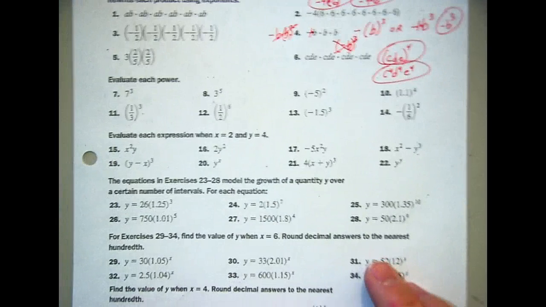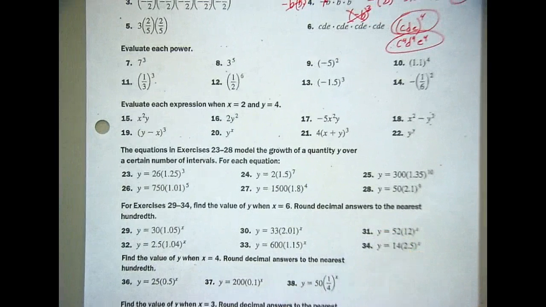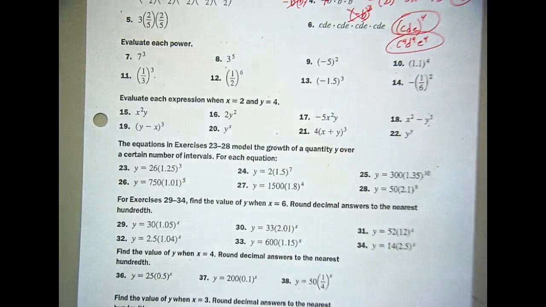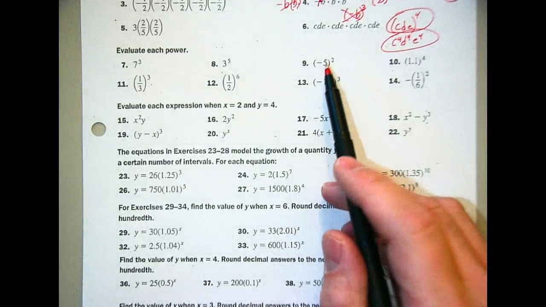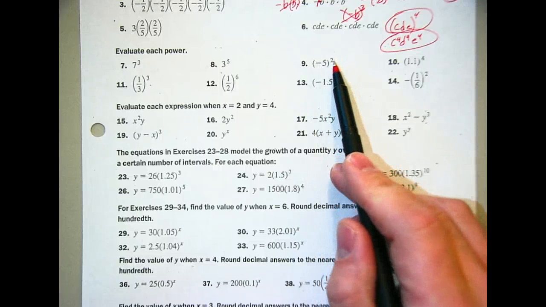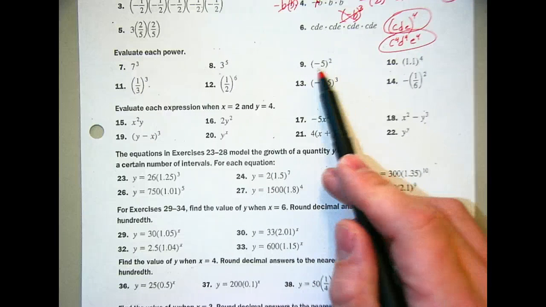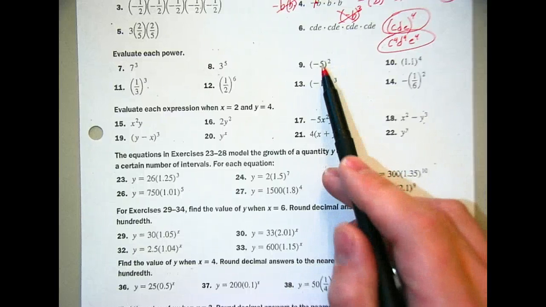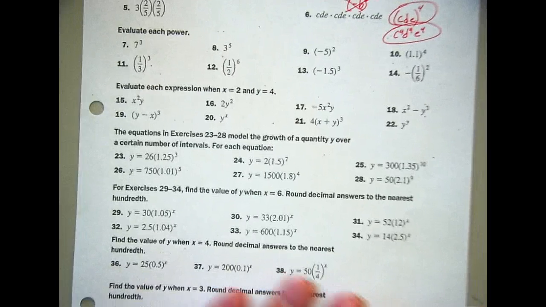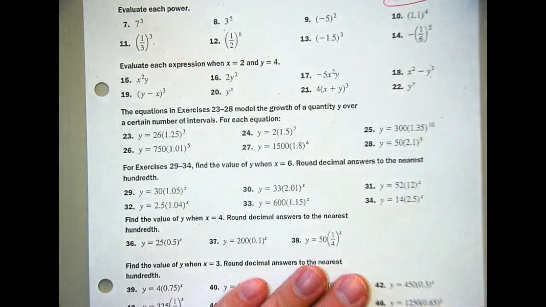Okay, 7 through 14. Evaluate, you're just coming up with your answer there. Notice this is -5 times -5. Make sure when you put it into a calculator, if you type -5 squared, you put parentheses around that negative and square it on the outside. Otherwise, it's going to give you -25 right there. So we know it's positive 25. Okay, 15 through 22.